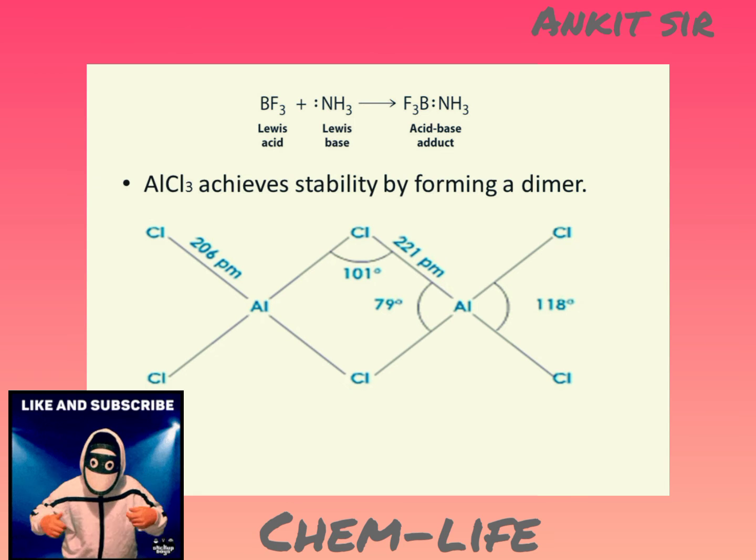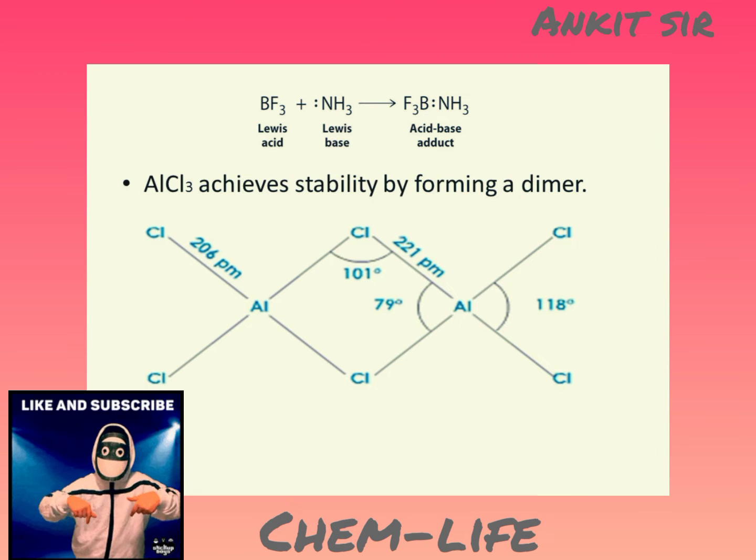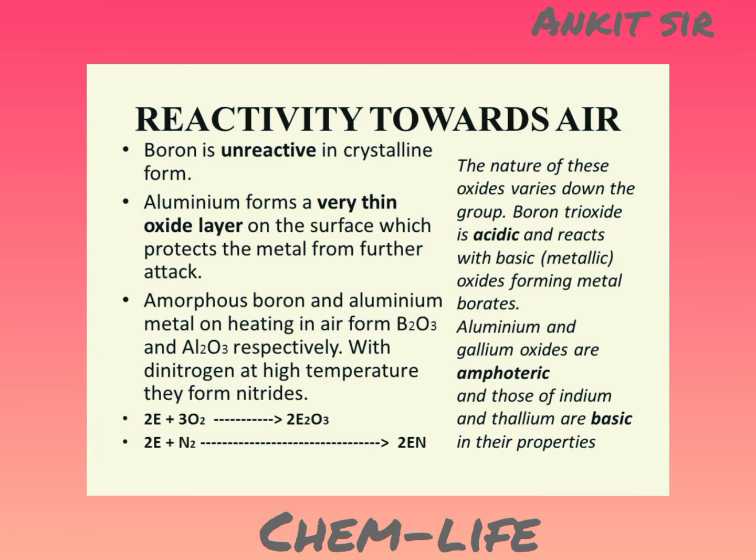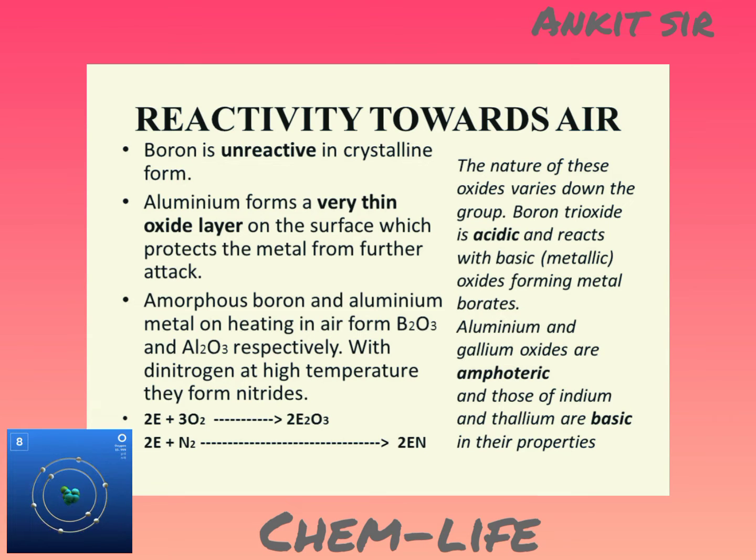Reactivity towards air. Boron is unreactive, or we can say very less reactive, in crystalline form. Aluminium forms a very thin oxide layer on the surface which protects the metal from further attack. Amorphous boron and aluminium metal on heating in air form B2O3 and Al2O3, which is alumina, respectively, and with dinitrogen at high temperature. 2E plus 3O2 gives 2E2O3. As you know the reaction, the nature of these oxides is acidic. Boron trioxide is acidic.